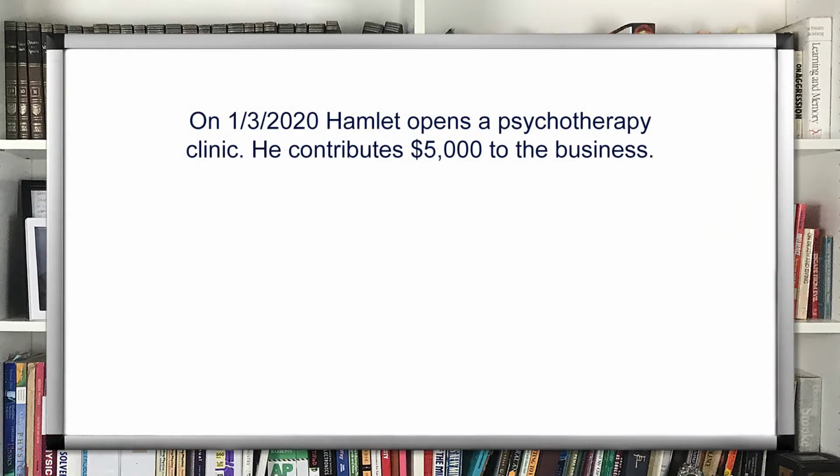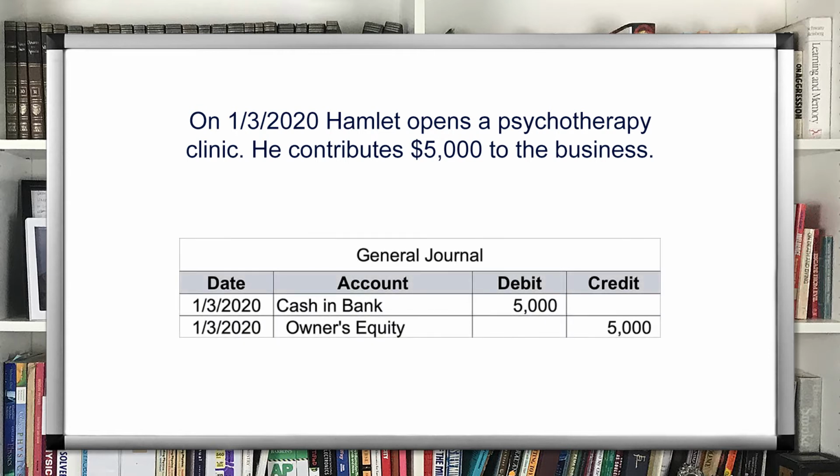Now that we know the rules for recording the most common transactions, let's practice with an example. On January 3rd, Hamlet, an MSW, opens a psychotherapy clinic and contributes $5,000 to their business. The $5,000 is an increase to cash, so cash must be debited. Since the cash comes from the owner, the credit must be recorded in an equity account.